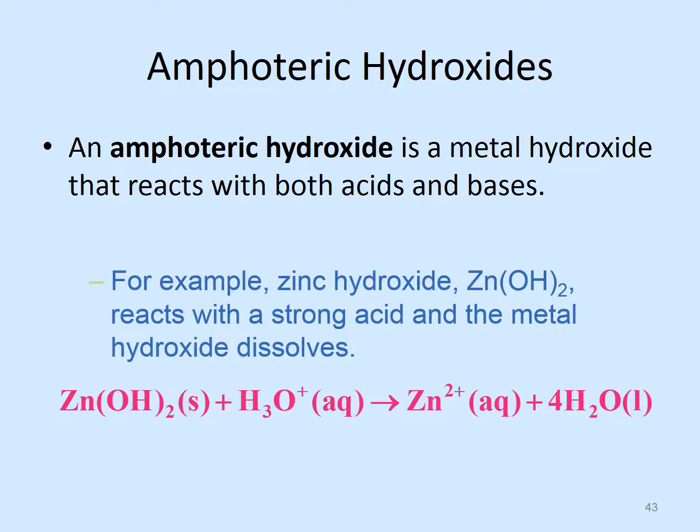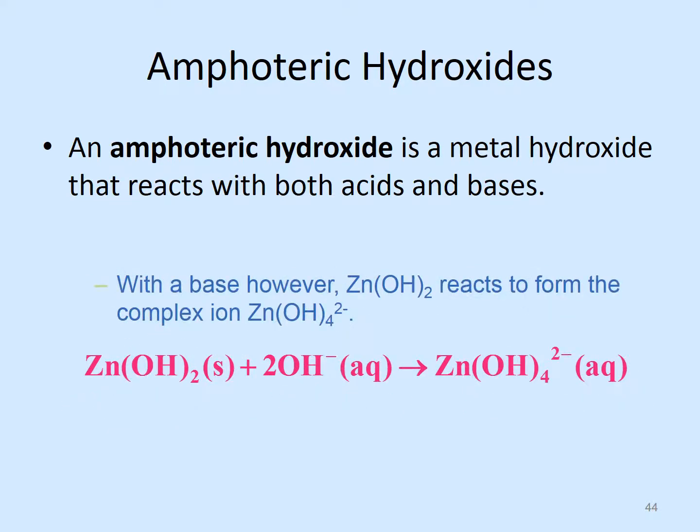And in fact, there's a little bit of a typo here. There should be a 2 in front of the H3O+ to make that balance. Two acids will, each acid will pull a hydroxide off of a zinc. And so then we form the zinc ion and water. This makes sense because the hydroxide reacts with the H+ to give us water.